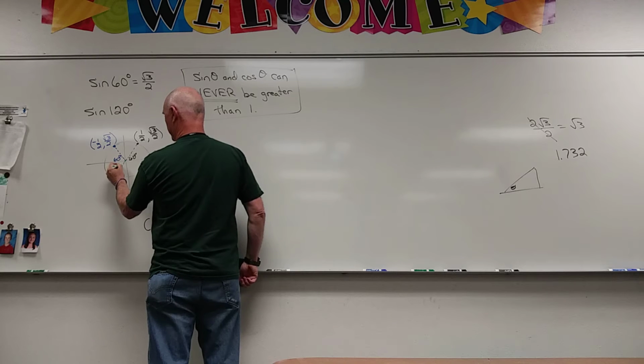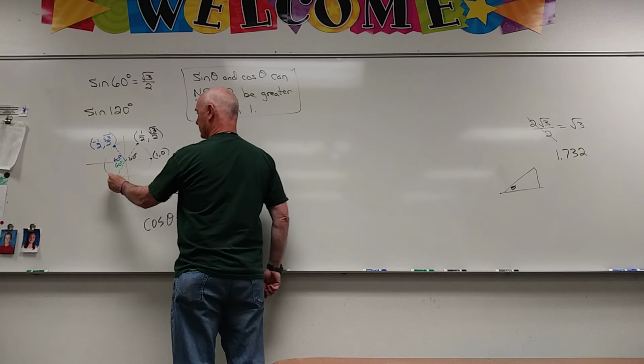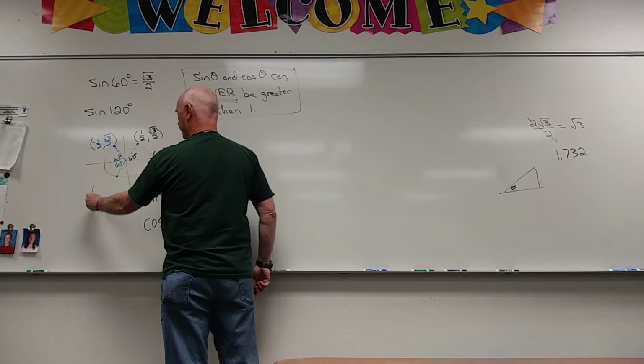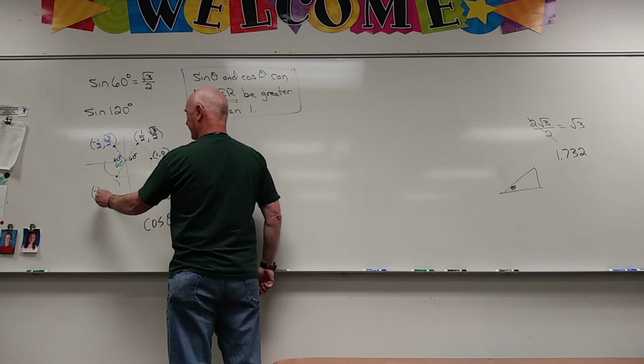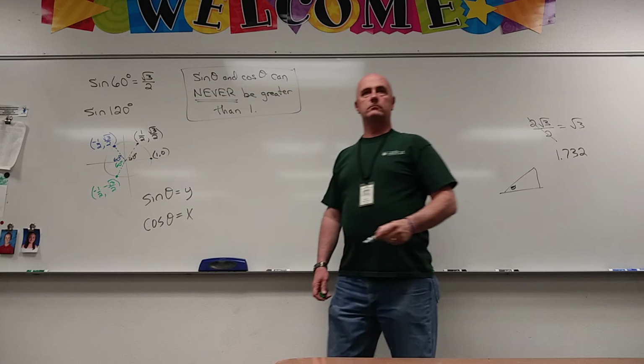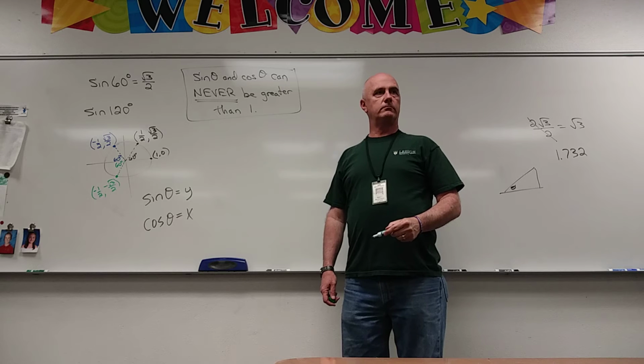If this angle here is 60 degrees, what are the coordinates of that point? Negative 1/2, negative root 3 over 2. Is that reasonable?